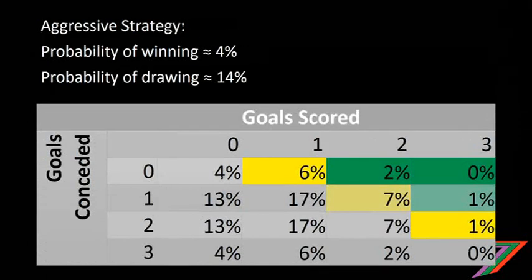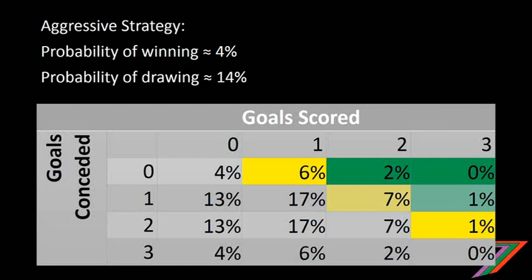So with the aggressive strategy, it seems like the highest chances of winning would be scoring 2 goals and conceding none, or scoring 3 goals and conceding 1, with an almost highly unlikely scenario where you score 3 goals and concede 0. But adding all that up gives you approximately a 4% chance of winning the game.